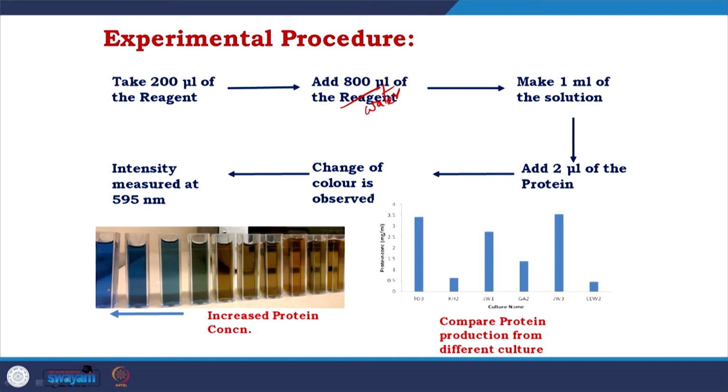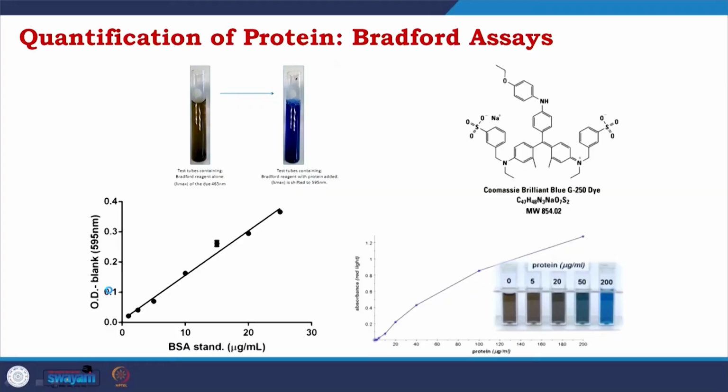And now you compare protein production from different cultures. So, you have different cultures and you want to know the protein content. So, you pick up the cells, you spin down, so you get the cells and then you add lysis buffer to lyse the cells and then add the solution here. You could also do real quantification.